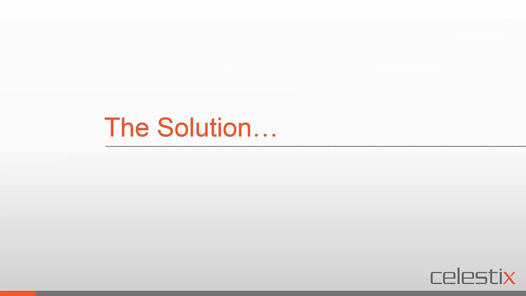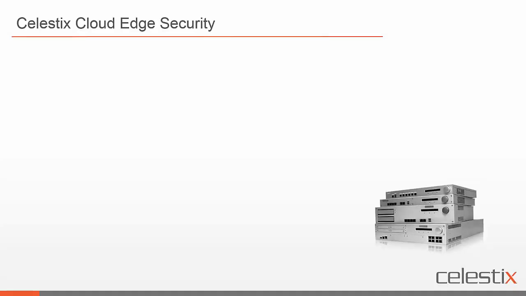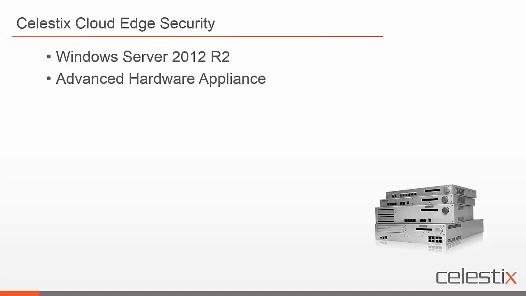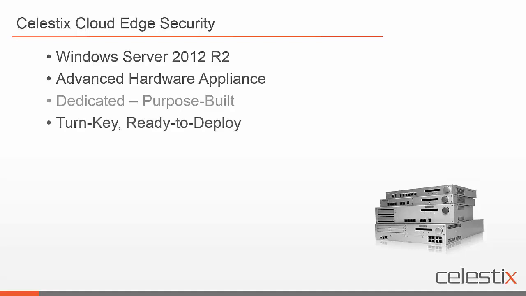Well, if we do, and to meet all of these, I think the solution of choice is the Celestics Cloud Edge Security Platform. The Celestics Cloud Edge Security Solution is a comprehensive remote access solution built on Windows Server 2012 R2 Unified Remote Access. It's delivered on the Celestics Advanced Hardware Appliance platform. Now, this is a dedicated purpose-built solution. This is not a white box solution. This is not an industry standard server that we've simply bolted our nameplate onto the front of. These are dedicated purpose-built hardware appliances that are designed workload-specific and workload-tuned to deliver the highest performance. Again, they are turnkey and ready to deploy.